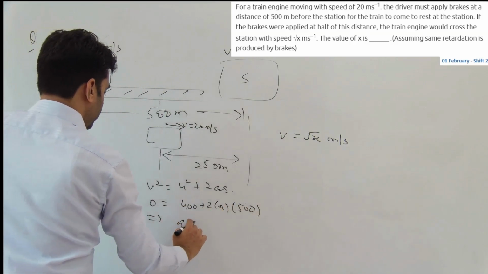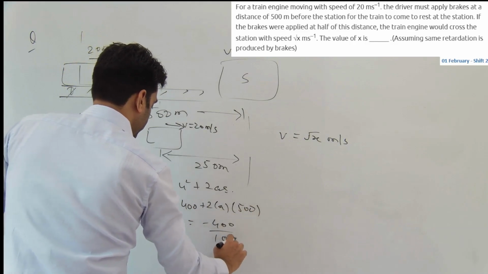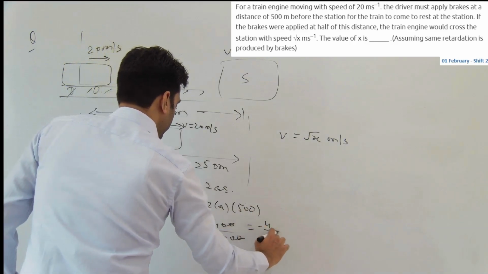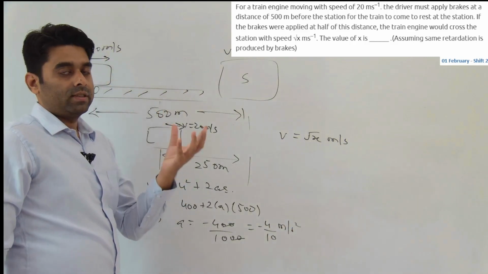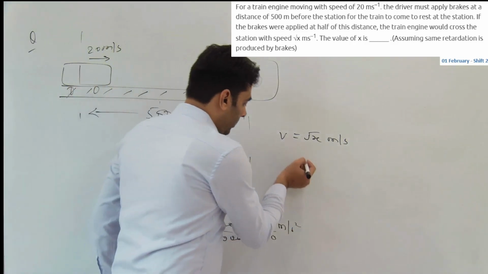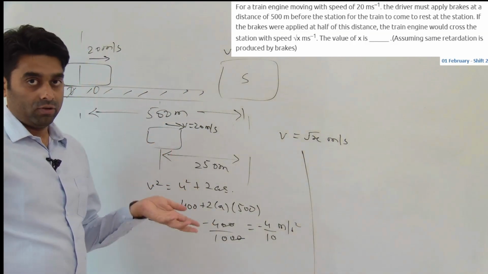So the a value comes out minus 400 by 2 into 500, that is 1000. Minus 4 by 10 meter per second square is the acceleration, or negative acceleration, or retardation of the train. That means the train is going with a retardation of minus 4 by 10 meter per second square. It is constant.